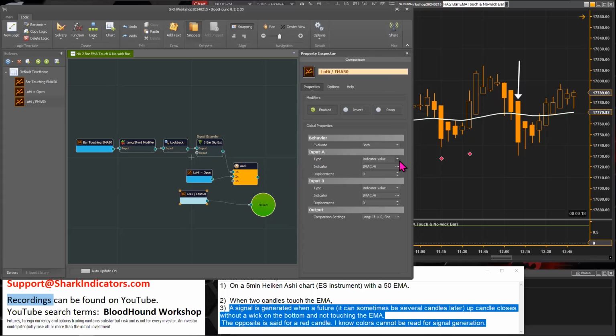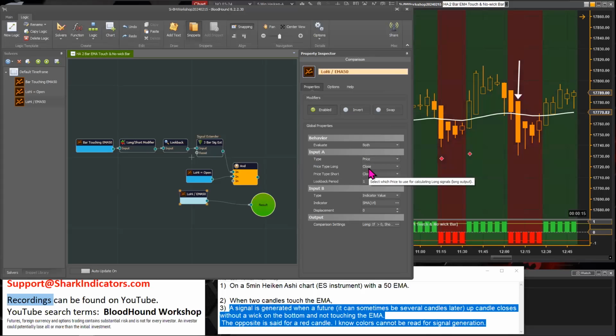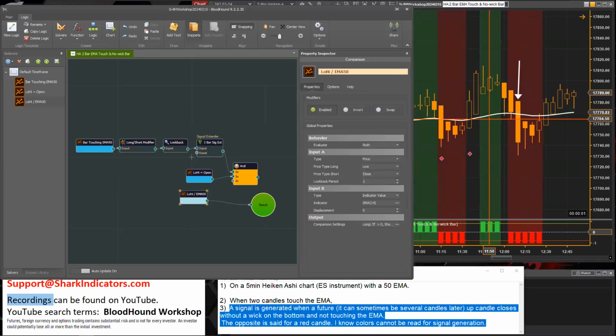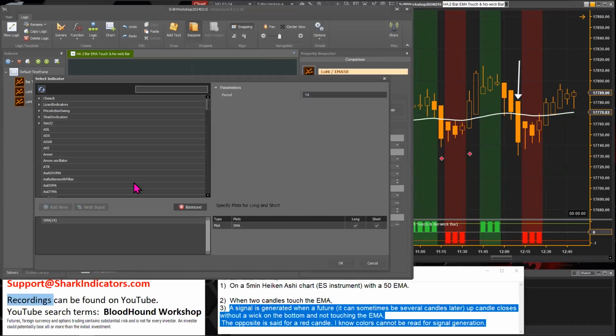Again, input A is going to be the bar prices. Input B, that's going to be our EMA 50 here. So for a long output, we're looking at the low price to make sure that the low is above the EMA. And for a short output, we're looking at the high price, and we want to make sure the high is below the EMA. All right, now for input B, let's plug in the EMA. There we go. Put in the 50 period.